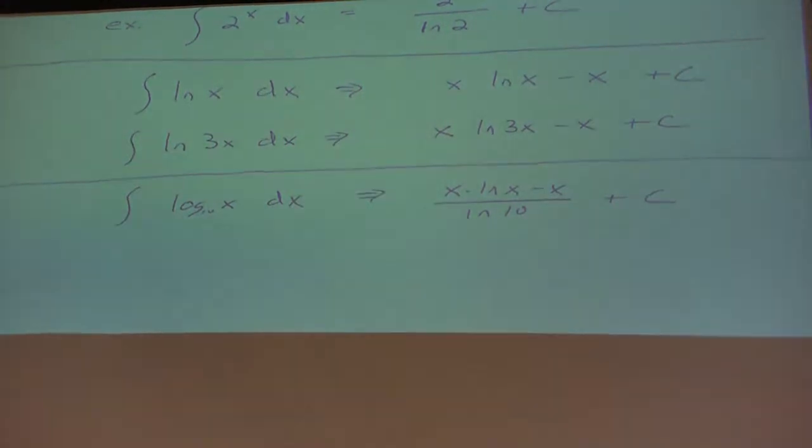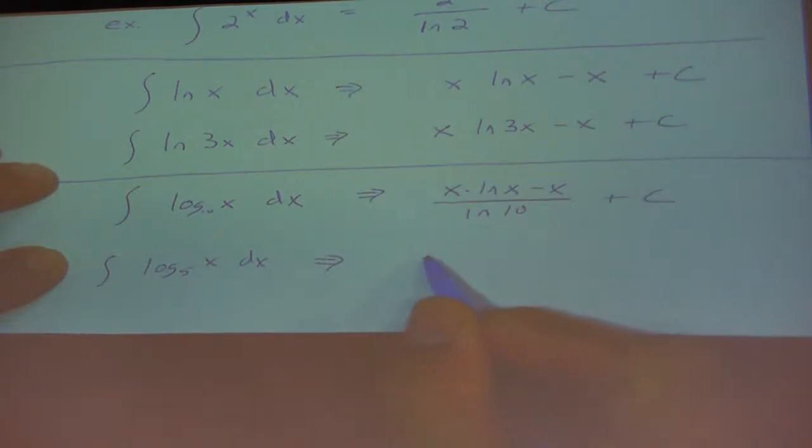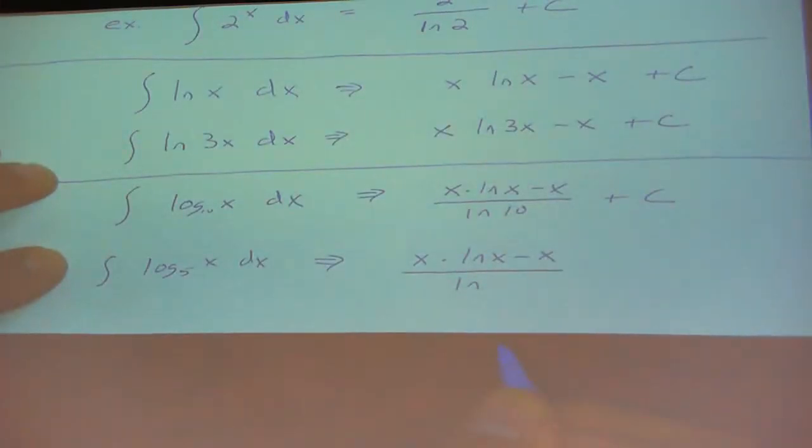The only difference is because it has a base, we have that little extra divided by ln of 10. And the very last one is, let's say the base wasn't 10. Let's say the base was 5. Well, the only thing that would change is x ln of x minus x over not ln of 10, but what would be ln of what?